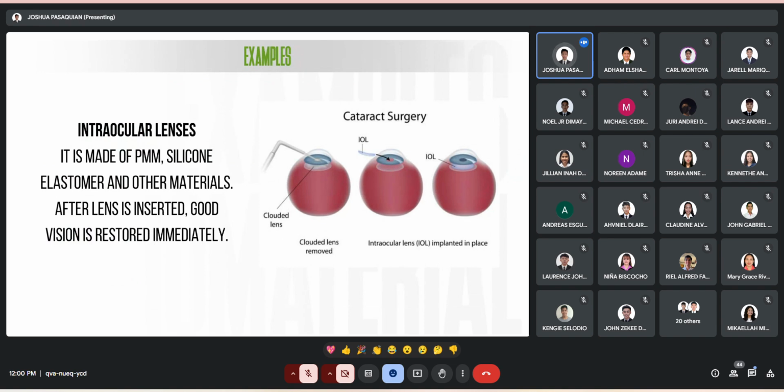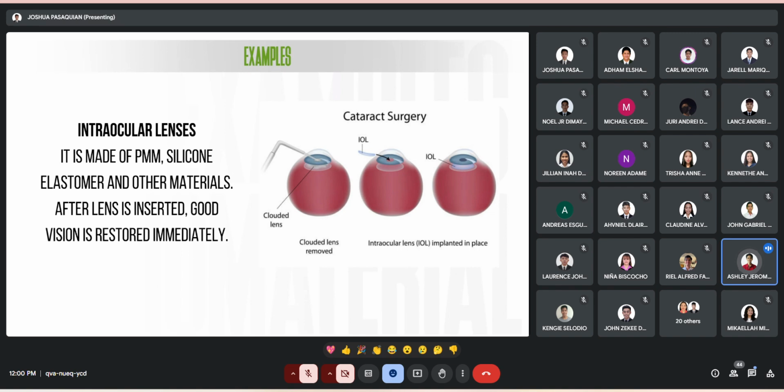Next we have examples of biomaterials. These are the applications that we humans use in our society. Our first example is intraocular lenses. It is made of PMMA, silicone, elastomer, and other materials. After the lens is inserted, good vision is restored immediately. As we all know, this is commonly used in cataract surgery.